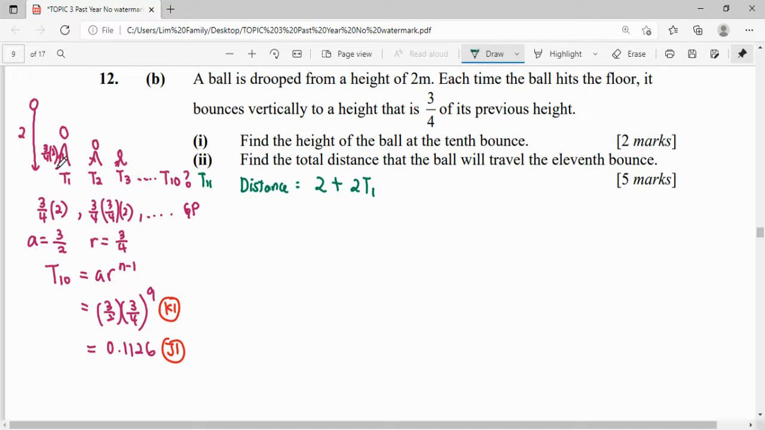So the first bounce height is T1, the second bounce height is T2, the third bounce height is T3. So the distance traveled will be 2 times, because one is going up, then one is going down, dropping. One is bouncing up, one is falling. And then one is bouncing up, one is falling. So I have to plus 2T2 and then 2T3 and then adding until T11 to find out the total distance this ball has traveled.